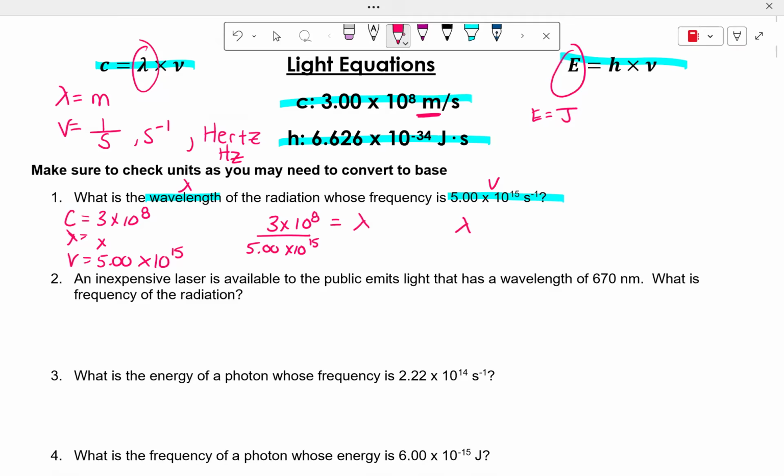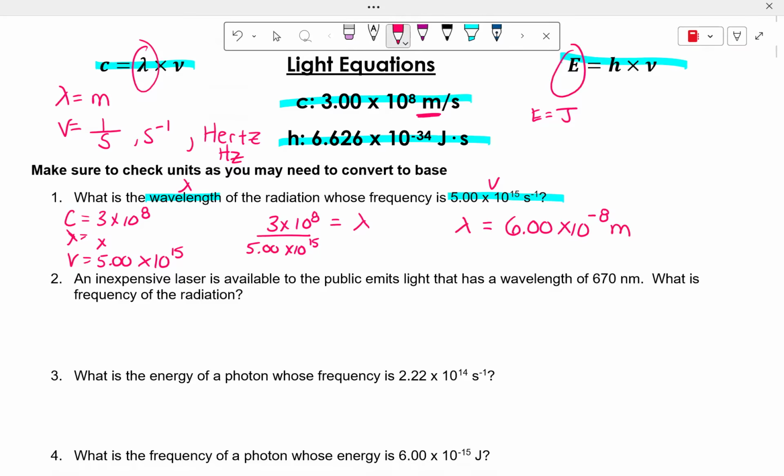So take a moment, type that in your calculator, and come up with your answer. And make sure to put the correct units on that as well. We want to make sure that we have consideration for what our units for each of these things should be, and also consider sig figs. If we did that right, we should have, in this case, 6.00 times 10 to the -8th meters.